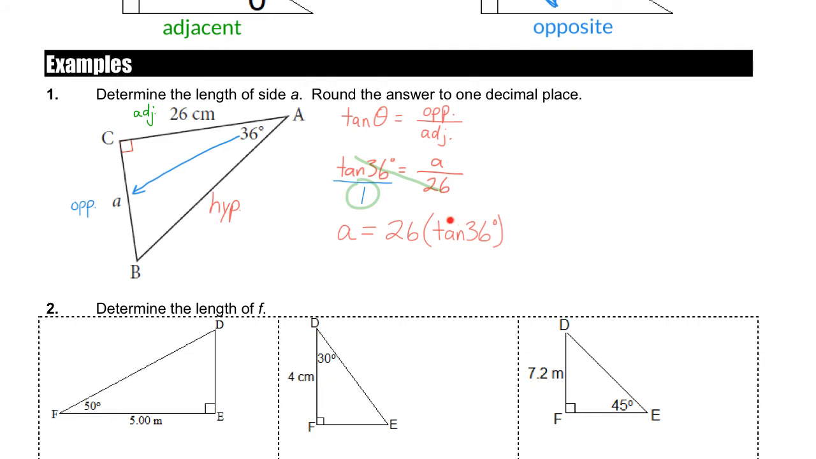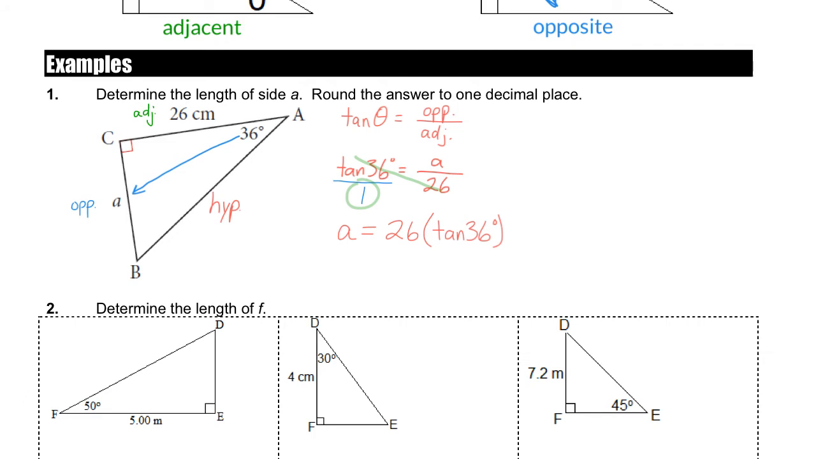Now you have to be familiar with how your calculator works. Some calculators, you can just type this whole thing in exactly as it looks. You can just write 26 bracket tan 36, close the bracket, hit equals, and it'll spit out the answer for A. Other calculators, you have to be a little bit more careful.